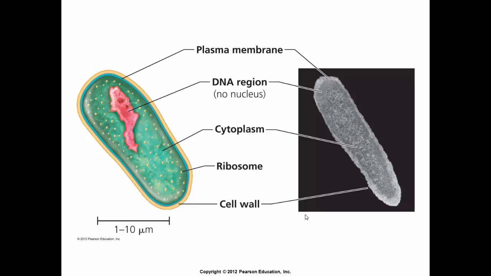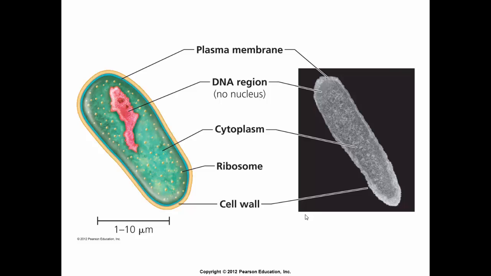This is an image of a bacterial cell. You can see where it contains a cell wall that we do not have as eukaryotes. They have a plasma membrane. Bacteria also have DNA, but it's not located within a nucleus. It's free-floating in the cytoplasm. But they do have ribosomes, which are the organelles in which proteins are produced.